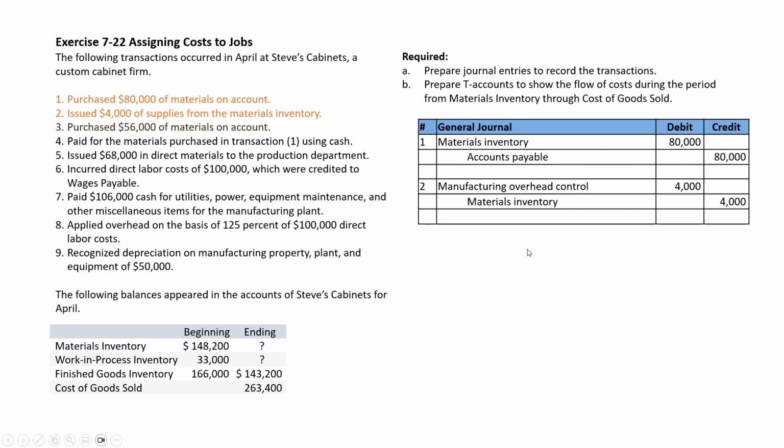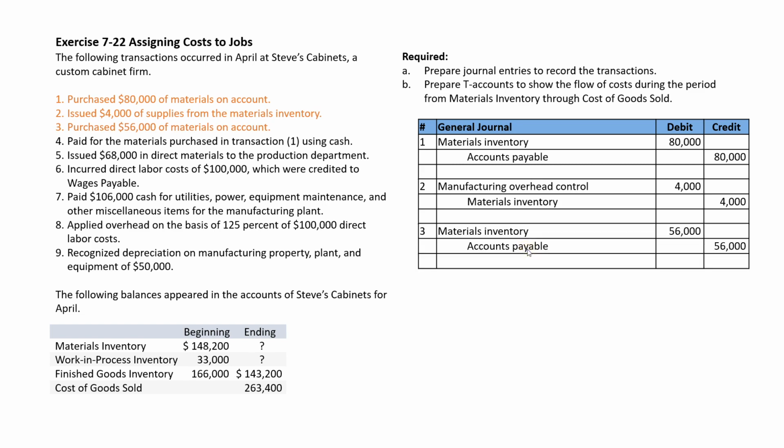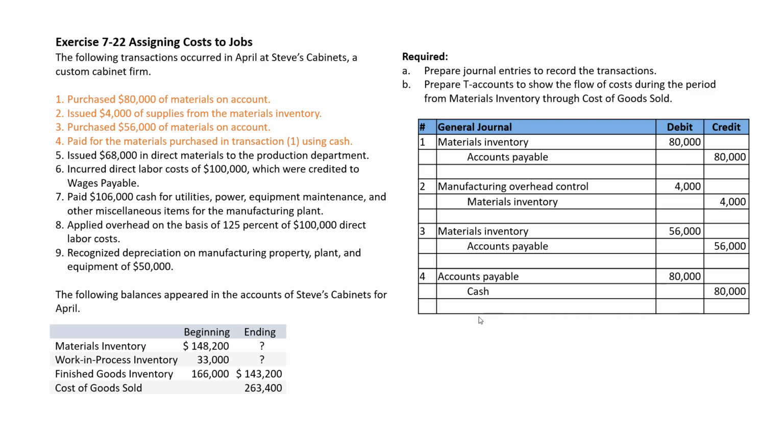On 3, we're just repeating what we had done in number 1, purchasing $56,000 of material. So our dollar amount's different, but we're also debiting materials inventory and crediting accounts payable. Also this time 56,000 instead of number 1's 80,000. Number 4, we're finally going to pay for the materials purchased in number 1 using cash. This is a journal entry you should be familiar with from even your intro to financial accounting class. We're simply debiting our liability account, accounts payable, because we're reducing it by 80,000, and then crediting cash because we're paying out the asset cash.